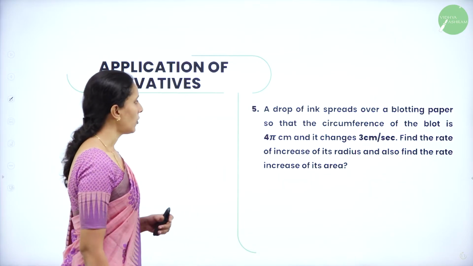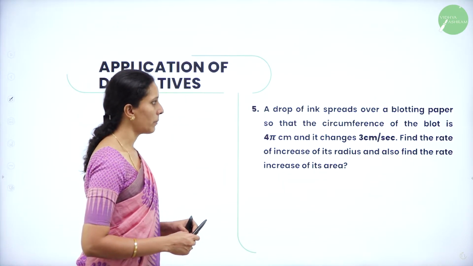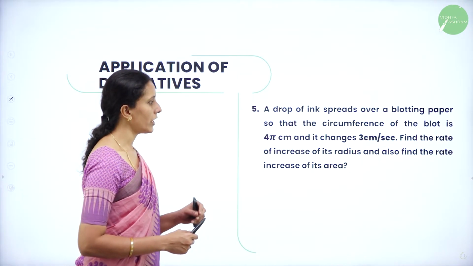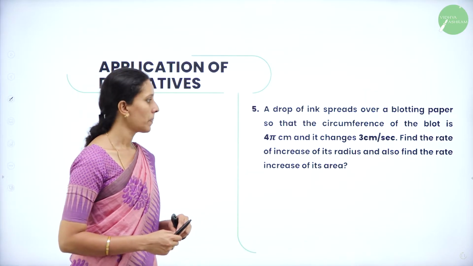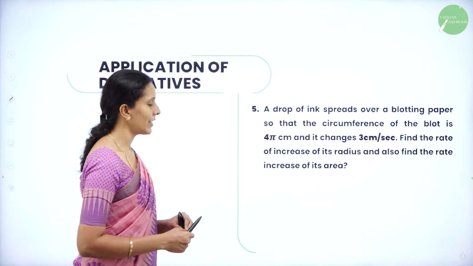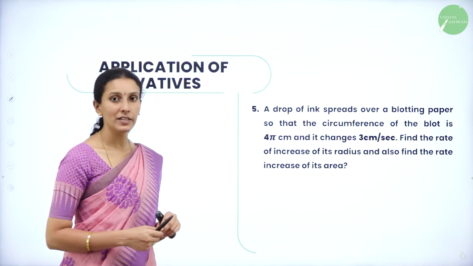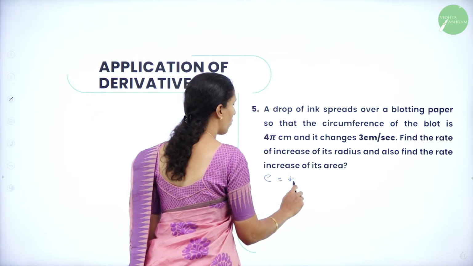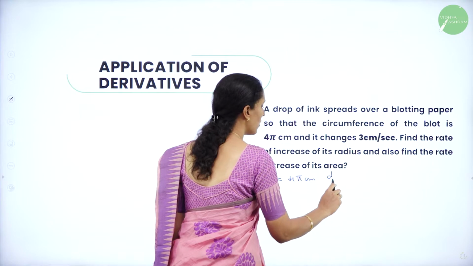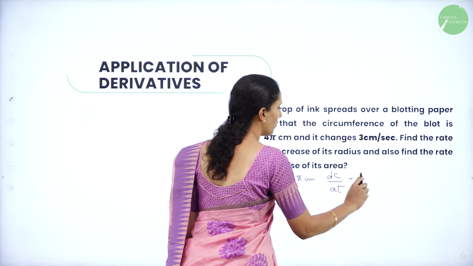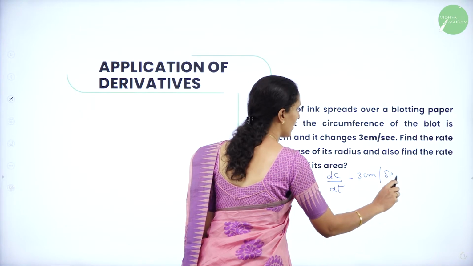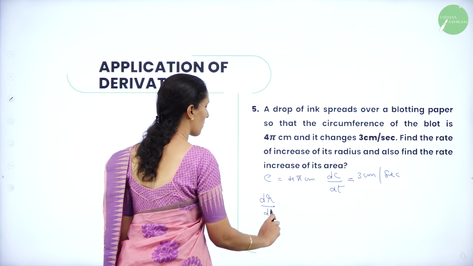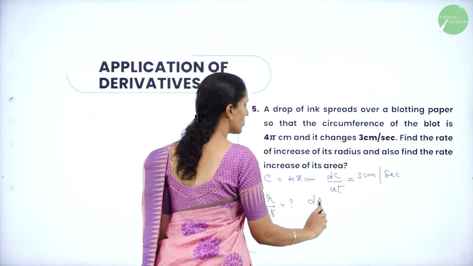Next question. A drop of ink spreads over a blotting paper so that the circumference of the blot is 4 pi centimeter and it changes 3 centimeter per second. Find the rate of increase of its radius and also find the rate of increase of its area. So given the circumference is 4 pi centimeter and the circumference changes at the rate of 3 centimeter per second. Next, we need to calculate the change in radius as well as the change in the area.